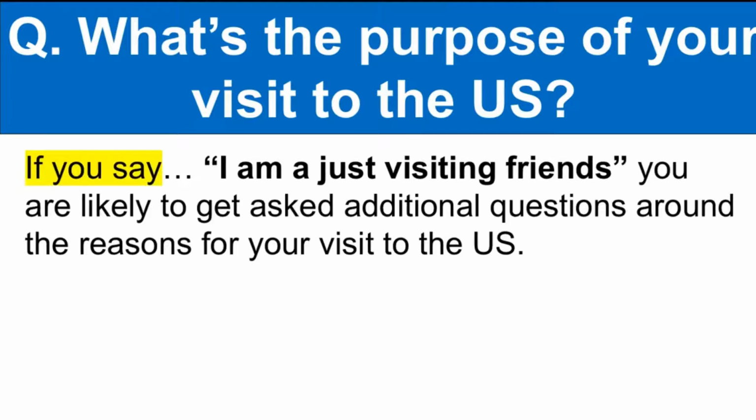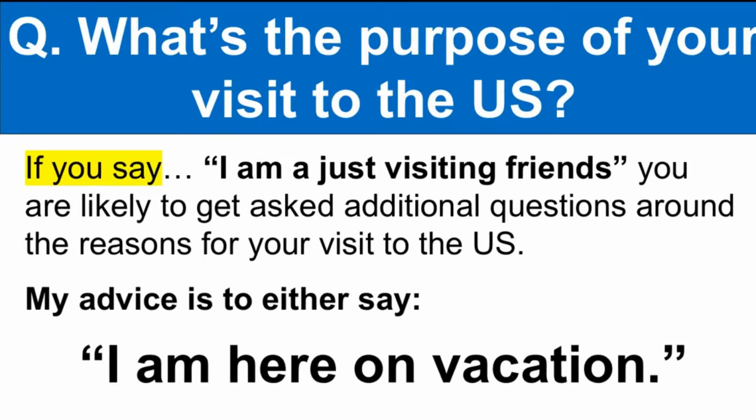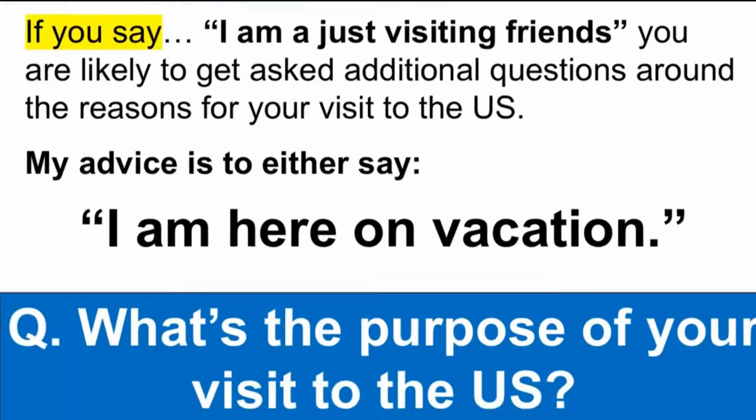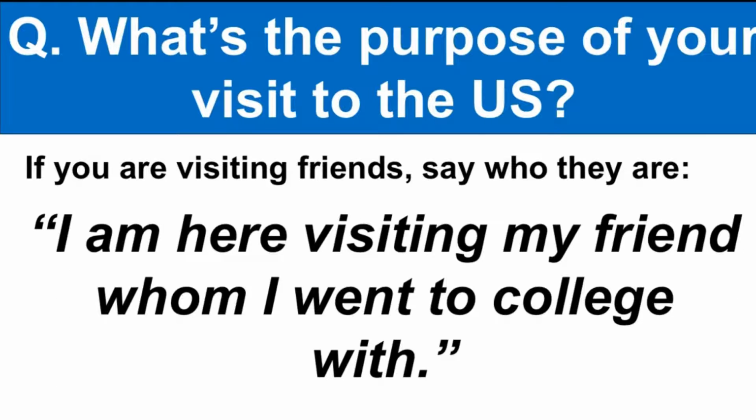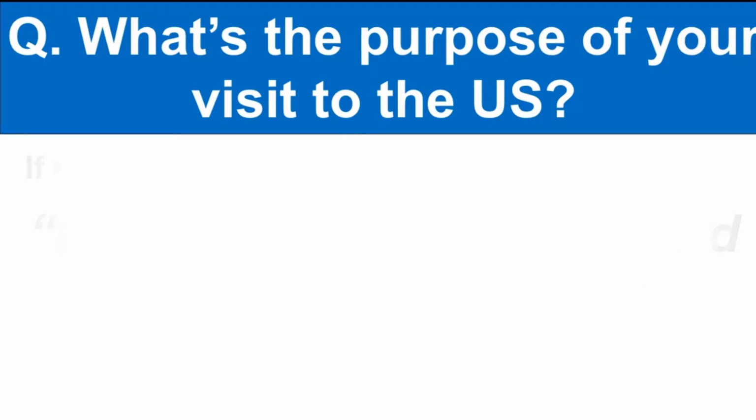So if you say, I'm just visiting friends, then you are likely to get asked additional questions around the reasons for your visit to the US. So my advice is to either say, yes, I'm here for personal reasons, here on vacation, and I'm going to visit a number of places. Or you might say, if you're visiting friends, I am here visiting my friend whom I went to college with. So say who your friend is, because then they will say to you, well, where is your friend right now? So do be prepared for additional questions if you are visiting friends.